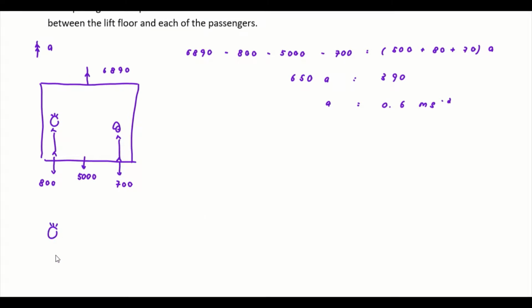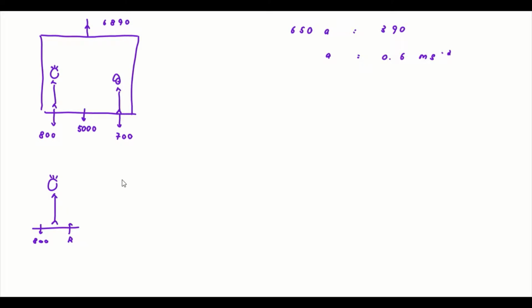Let's say this is the man, and you always have the floor here. So the weight goes down, and we want to find the normal reaction going up. The same thing here, we have this woman. The weight here is 700, then the normal reaction goes up. Because they have different weights, their normal reactions will be different as well.